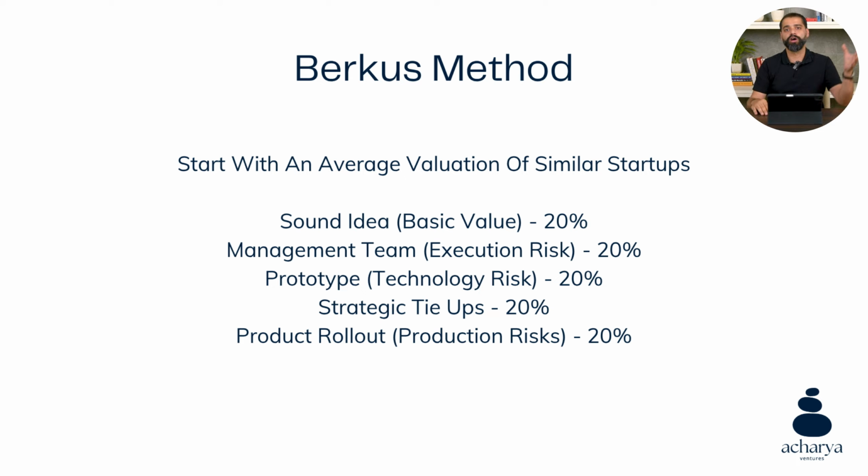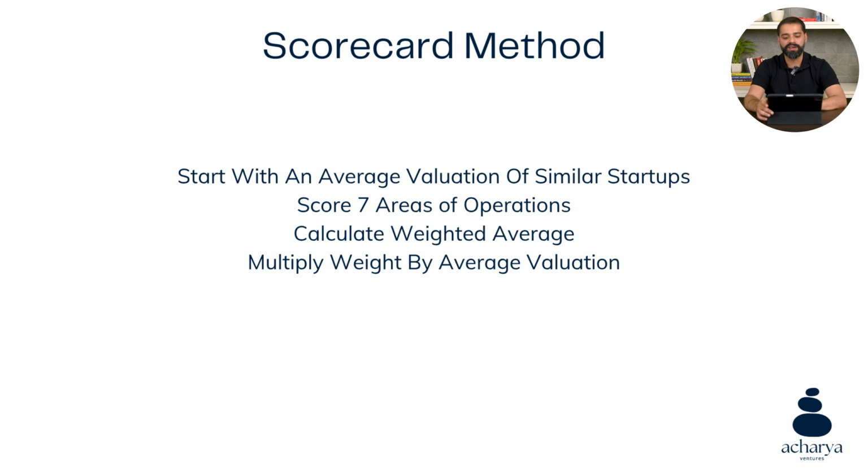Or maybe your total score was 80%. So out of the 1 CR, your ballpark valuation comes out to be somewhere around 80 lakh rupees at this stage of your startup. The second method is a scorecard method. This is again very similar to the Berkus method. There are 2 main differences over here.